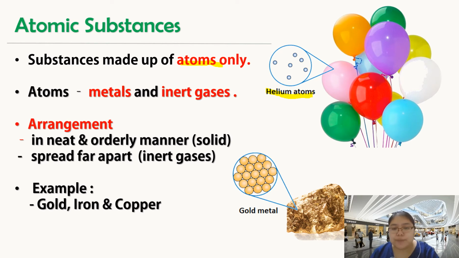Another example is gold metal. Gold metal is in the solid state. Inside the gold metal, there are just atoms of gold only. So how about the arrangement? For the solid, the arrangement of the atom particles must be closer. How about the helium gas? For the gaseous state, the particles of the atom must be far away from each other because that one is a gas. Examples of atomic substances are gold, iron, and also copper.